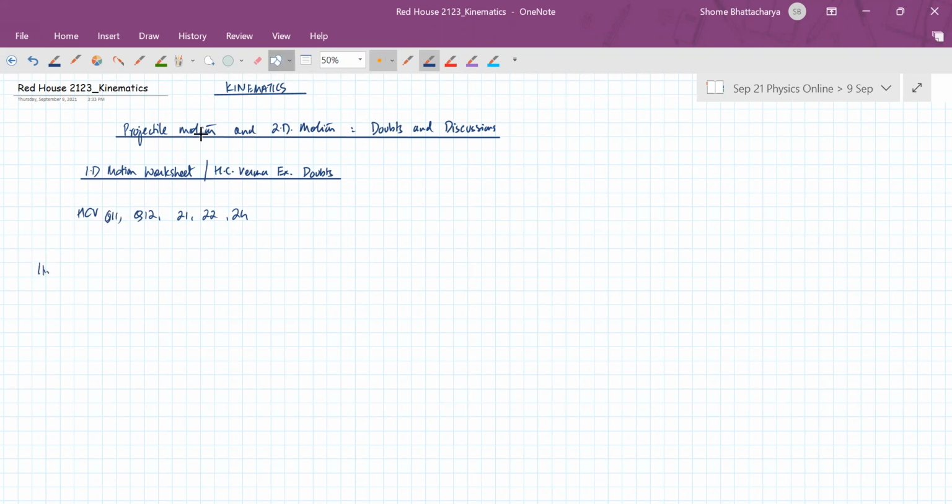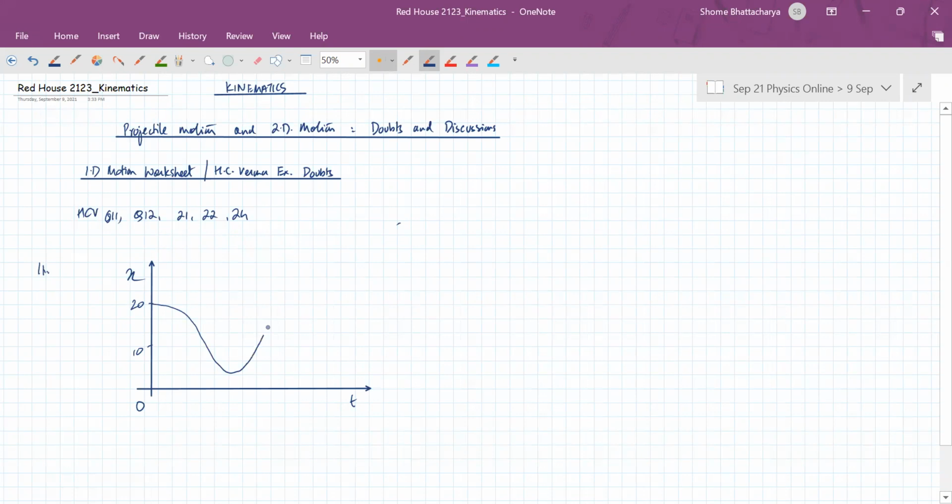So in 11, we are just given a position versus time graph for 1D motion. And that graph has a general shape which is something like this. Starts from x equal to 20, dropping down to some value like this. Then eventually going back to some value like this. Okay. So this is where we'll have to actually estimate because exact values are hard to get.